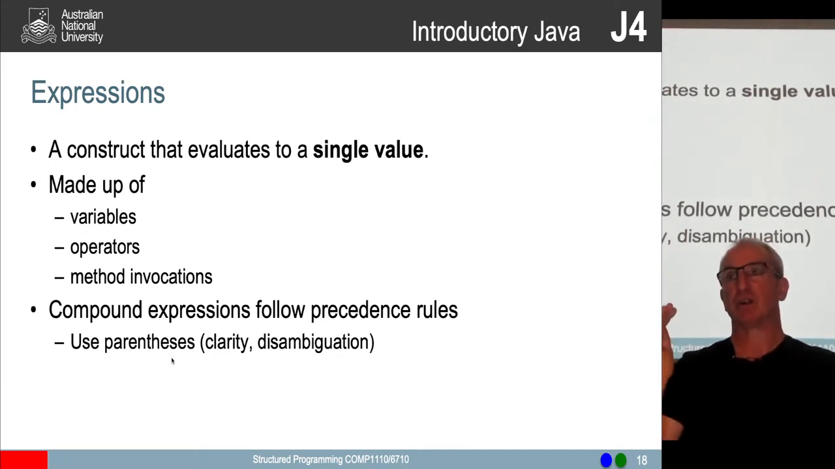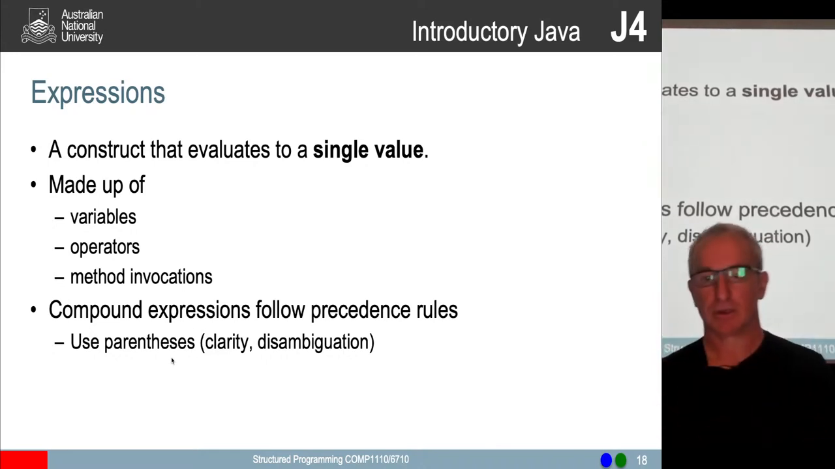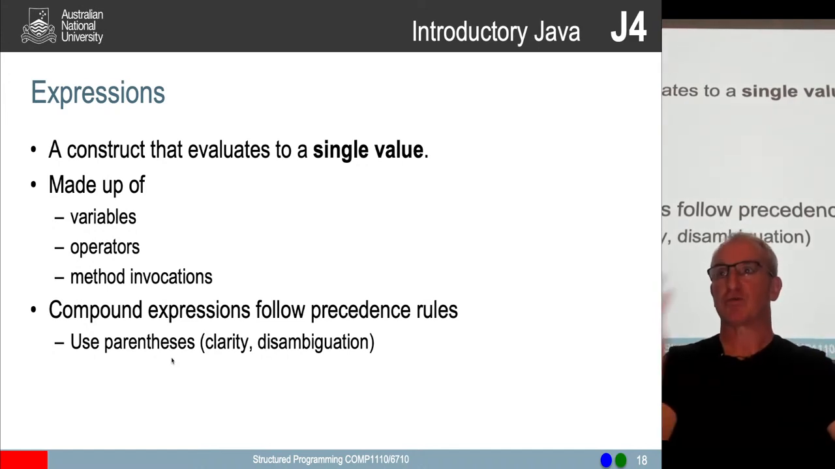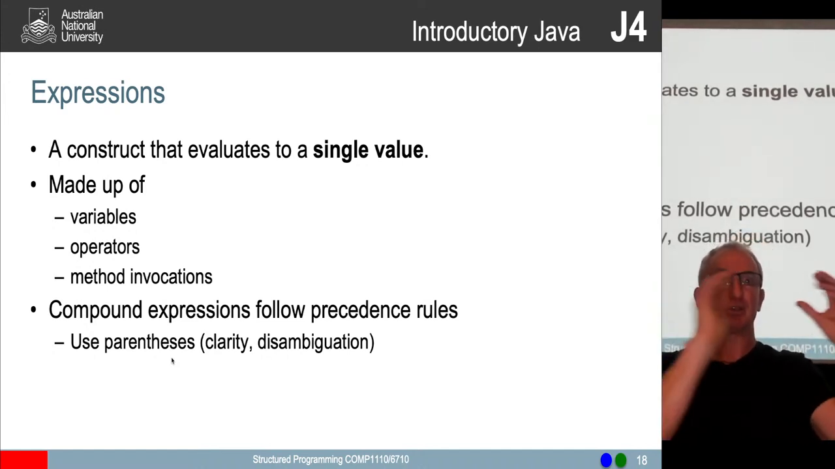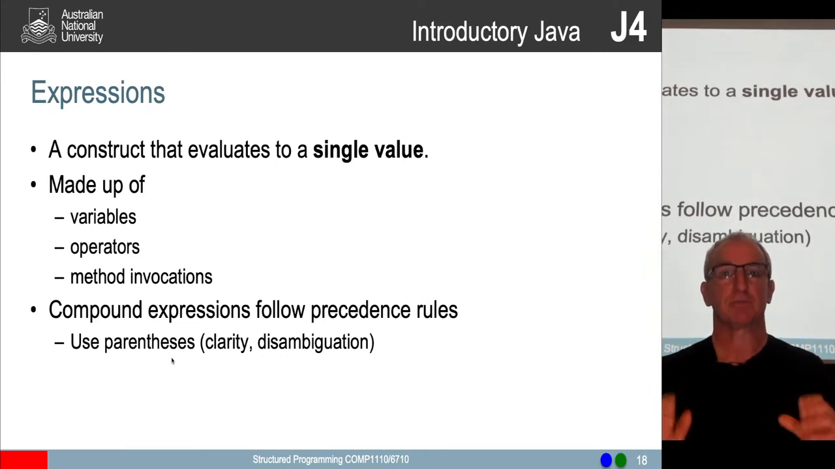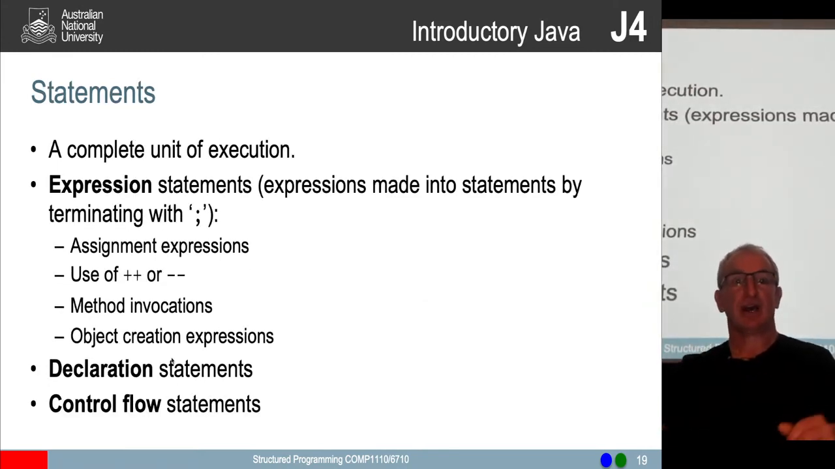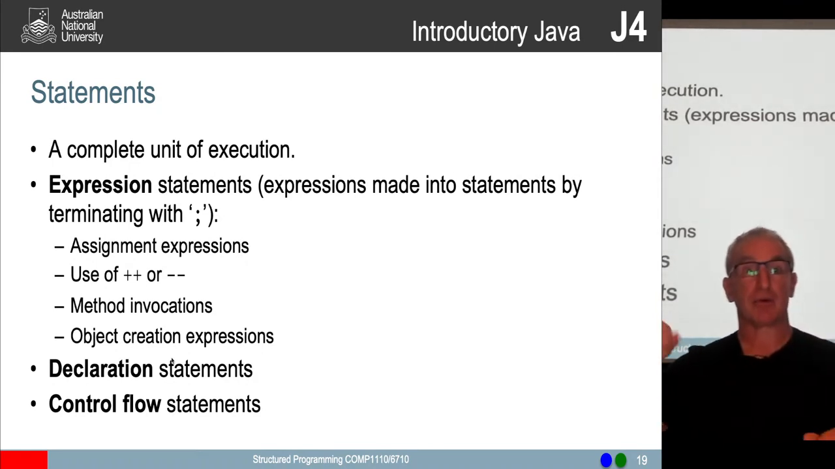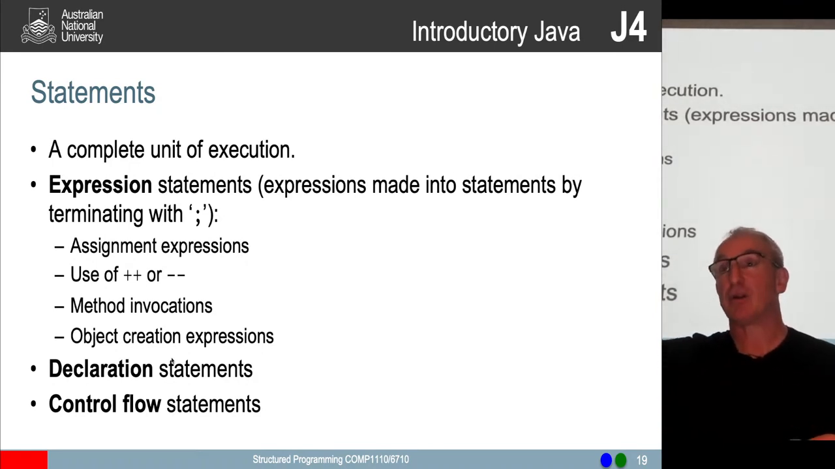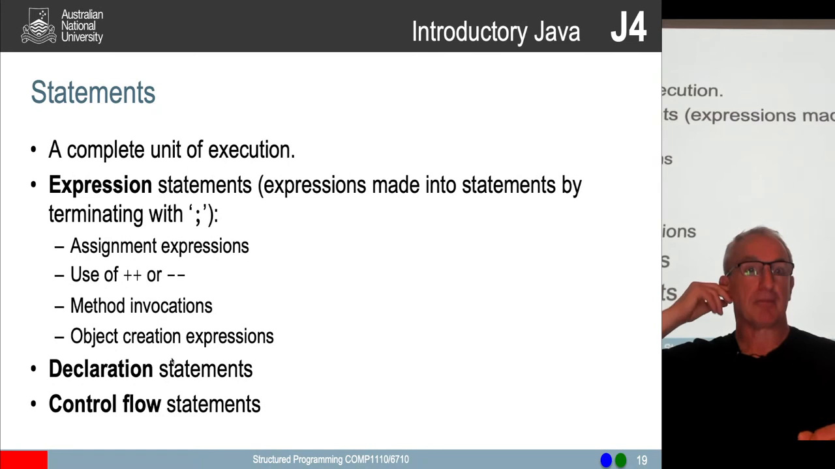That's a compound expression, so an expression made up of expressions. And again, this might sound a bit fancy, but it's stuff you're deeply familiar with from primary school, from school, okay? Building up numbers out of other expressions. A statement is a complete unit of execution. An expression statement will be ending with a semicolon in Java. If you've written in Python, you'll know that in Python we don't do that. But in Java, we always end with a semicolon.